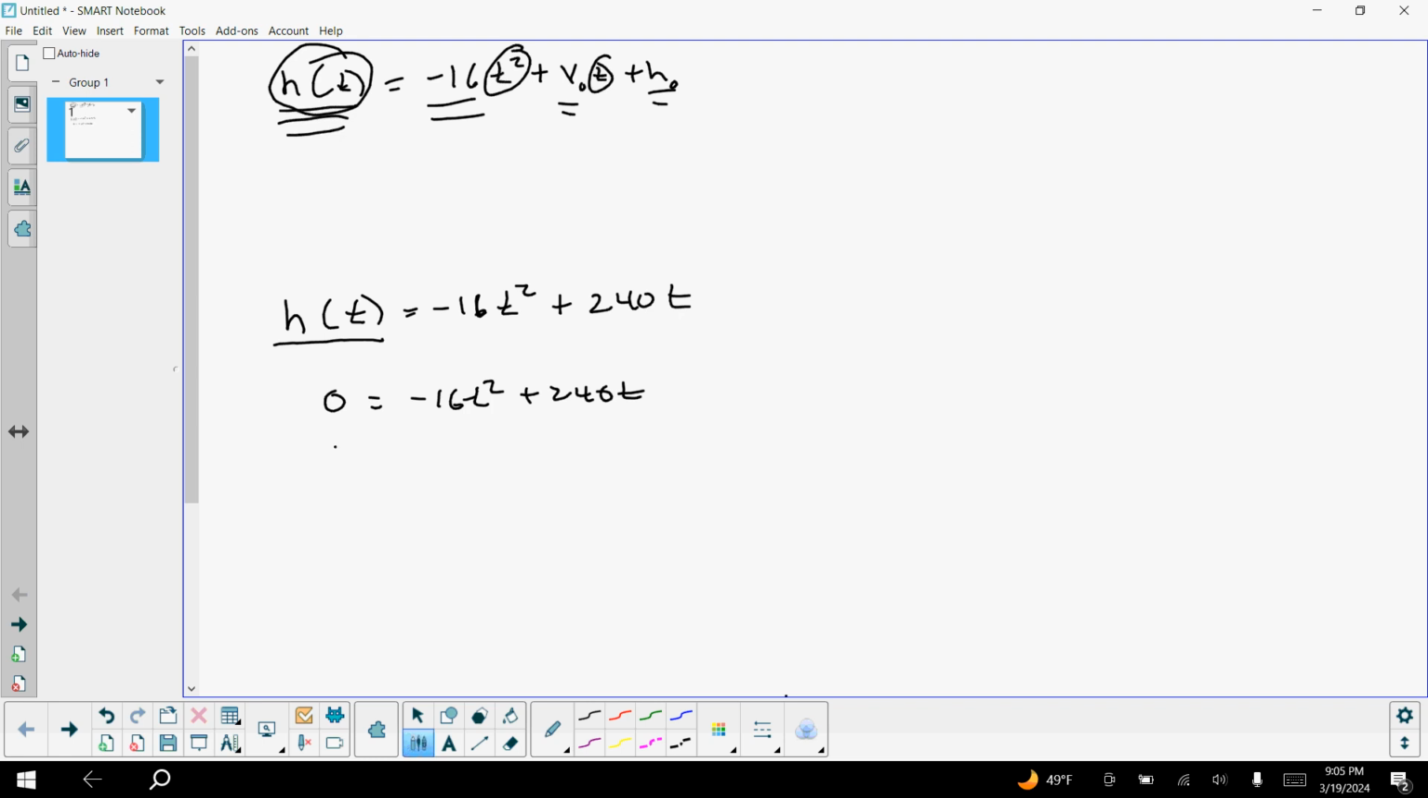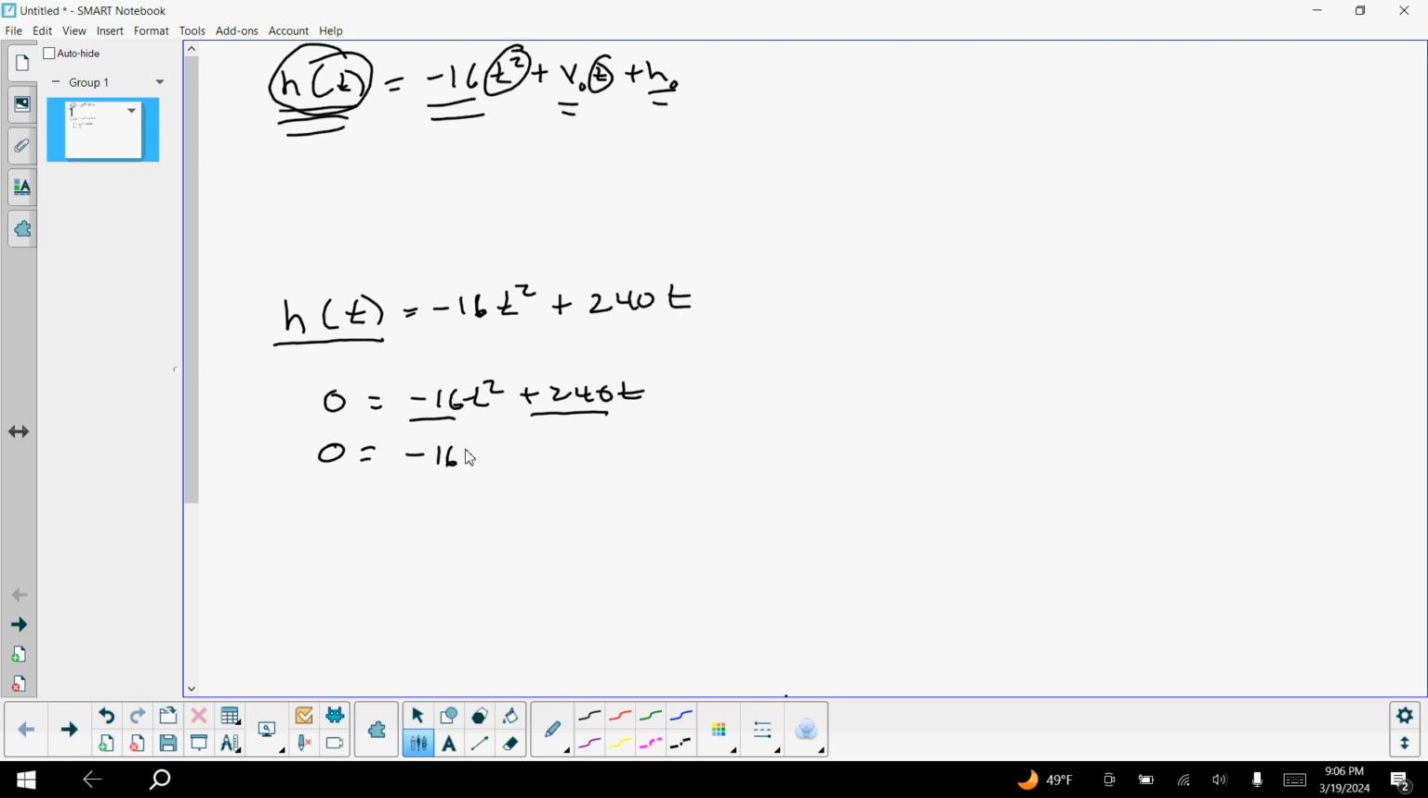I'm going to leave the 0 alone, and ask myself, is there something common in both negative 16 and 240? Is there a number that will evenly divide into 16 and 240? The answer is yes. You would start off with 2, then 4, then 8, and see which ones go into both. Actually, 16 does. So I'm going to factor out a negative 16. You definitely do not have to, but it's just easier to see the answer.